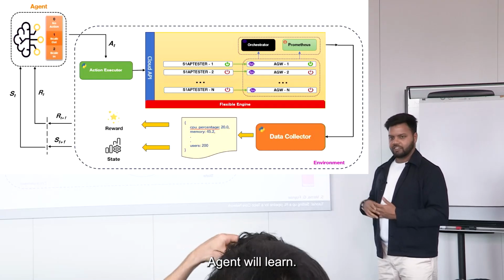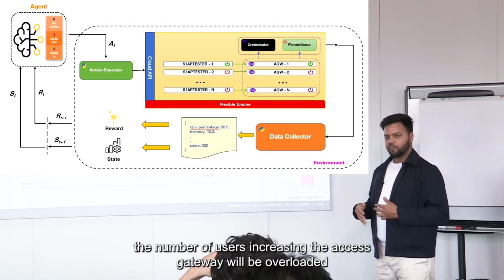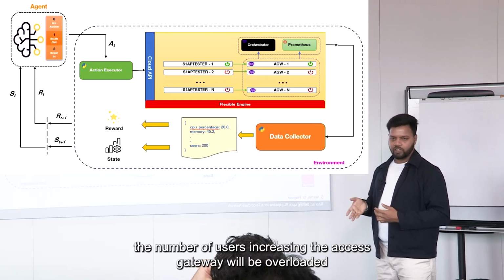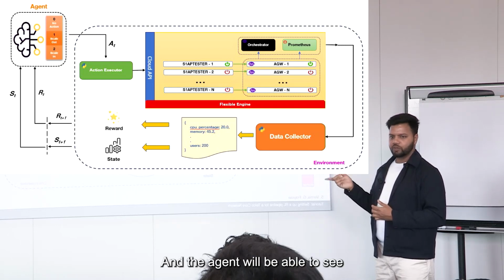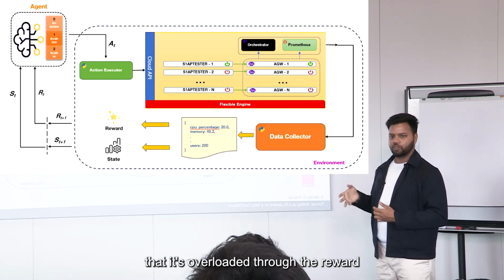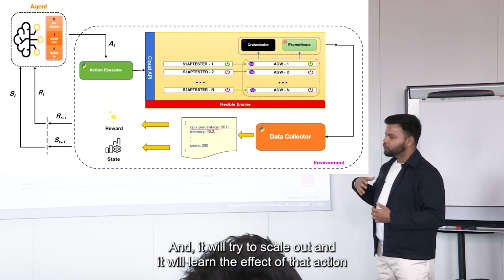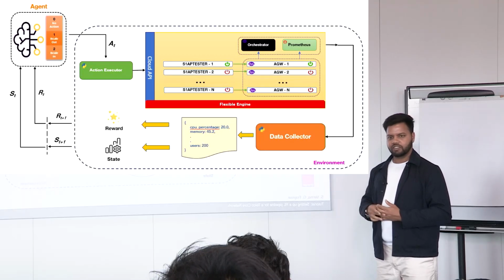So when we have the number of users increasing, the access gateway will be overloaded, right? The agent will be able to see that it's overloaded through the reward, and it will try to scale out, and it will learn the effect of that action.